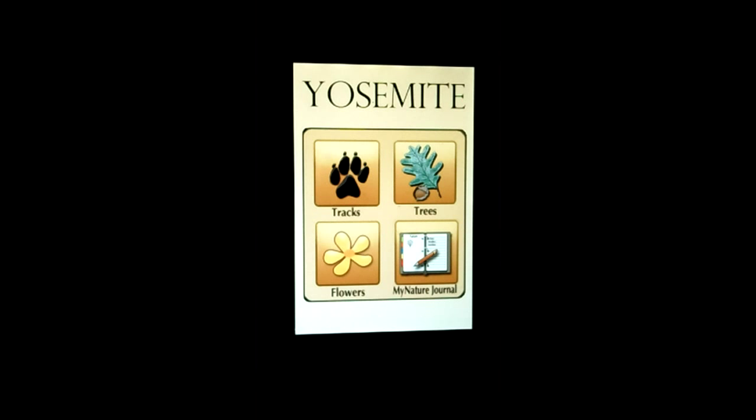This particular one is on Yosemite. All the national park apps we have in the series operate in the same manner. There's 4 categories on your main page: tracks, trees, wildflowers, and the MyNature Journal.